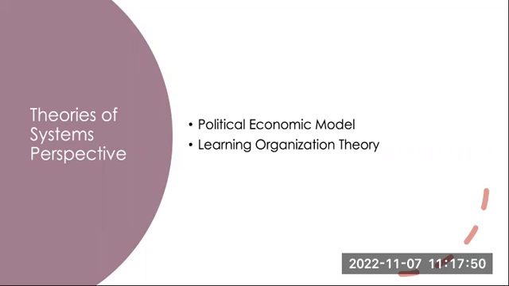The other model is called the learning organization theory model, and it is developed on the premise that rational planning is not sufficient for an organization to survive in a rapidly changing environment. Formal organizations have to become complex systems capable of constant learning.